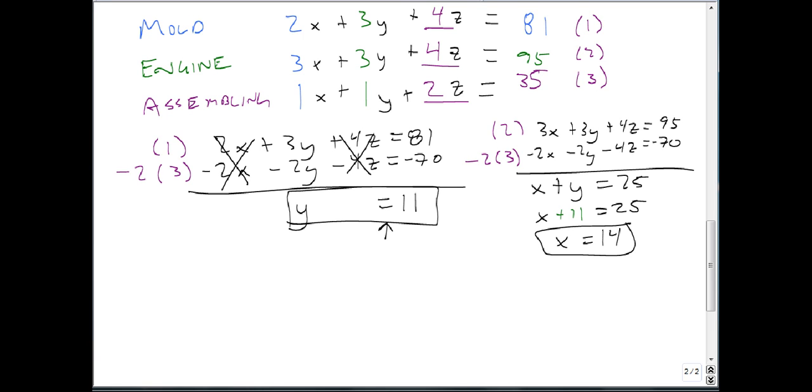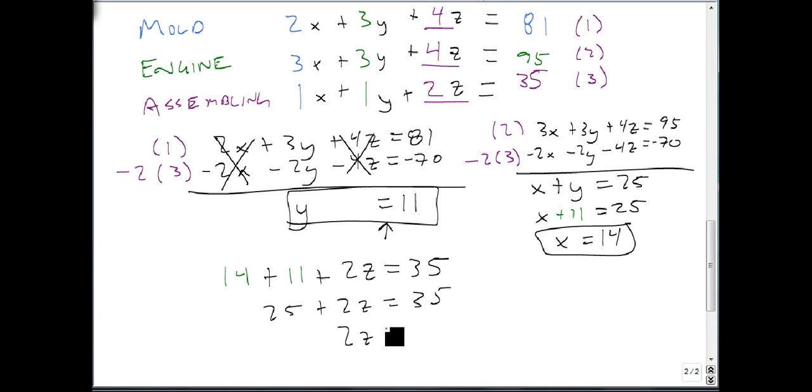To get z, we pick any one of our equations and we plug in. I'm going to take the third one because it's got the smaller numbers. 14 plus 11 plus 2z equals 35. Well, that's 25 plus 2z equals 35. Subtract the 25, 2z equals 10. Divide by 2, and z equals 5.